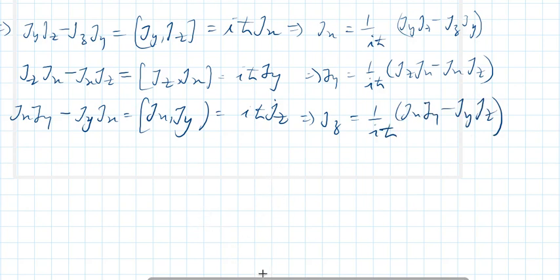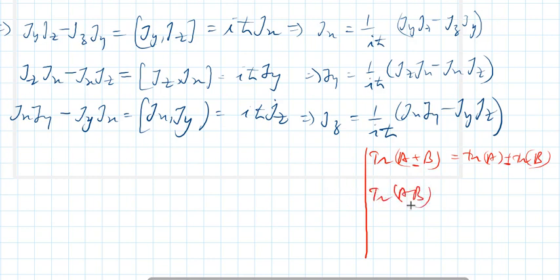Now let me recapitulate certain properties of trace. The properties of trace are like this: trace of A plus B can be written as trace of A plus trace of B, or if it is minus, then it will be minus, right? And similarly, there is another very important property: trace of AB is equal to trace of BA.